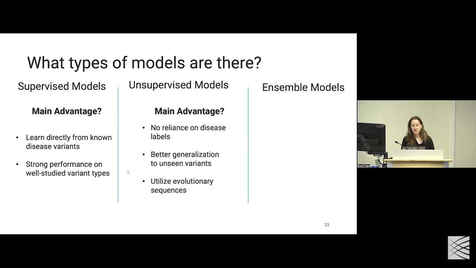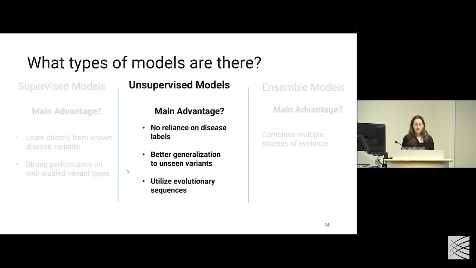Unsupervised models, main advantage, no reliance on disease labels, better generalization to unseen variants. Maybe we can use these to find things we don't already know about. And we can utilize evolutionary sequence data. In theory, you can use other things, but in the context of the variant effect prediction models that are out there, a lot of them you'll see using evolutionary sequence data right now. You can also do an ensemble model. You might have heard of CADD, things like this, where they aim to combine multiple sources of evidence together, which can be very powerful depending on your question.